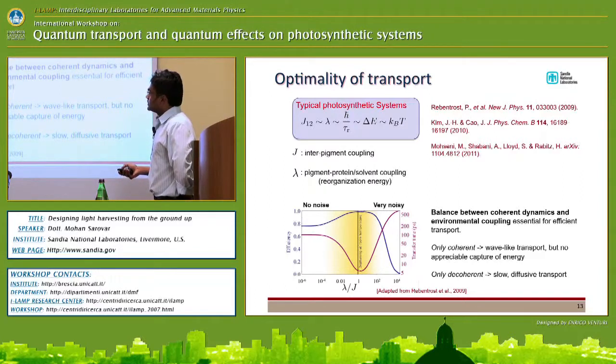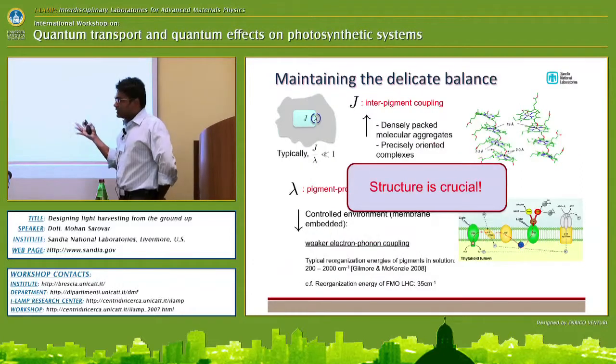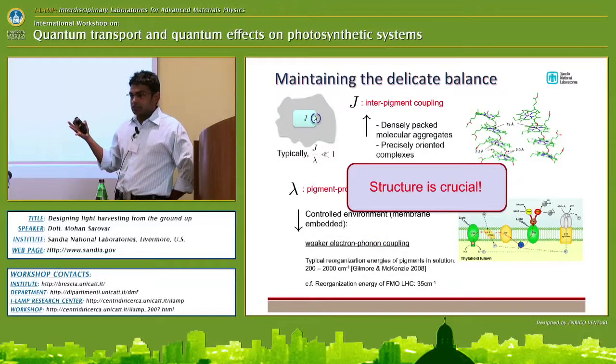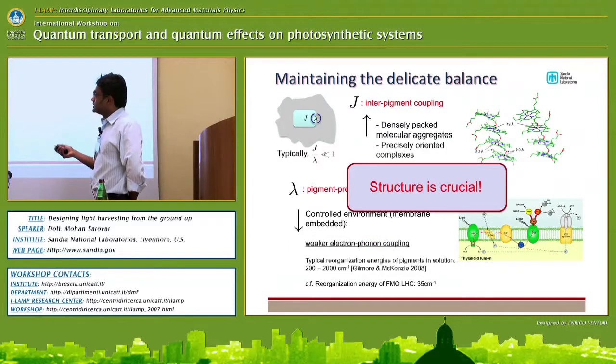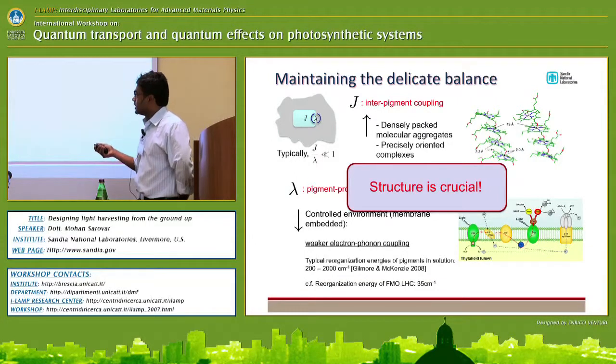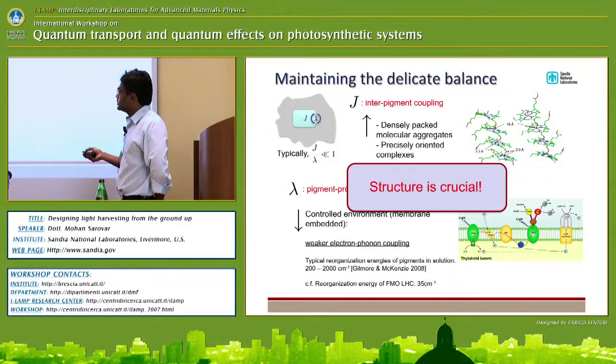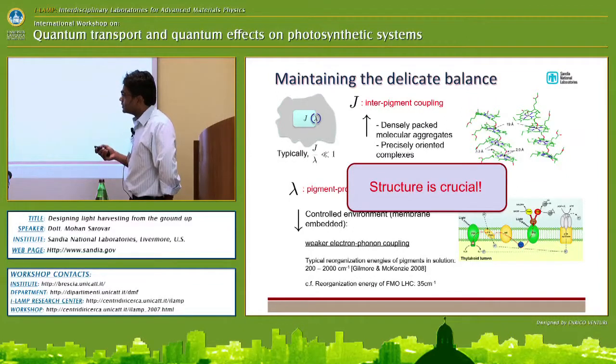Okay, so the next thing I want to move on to is how photosynthetic systems really maintain this balance. Typically, in condensed phase chemical systems, you expect, let's just look at one of these parameters, right? J on lambda. This coherent coupling divided by the incoherent coupling. You can perform the same kind of analysis for any of these other parameters as well, but this seems to be the most intuitive.